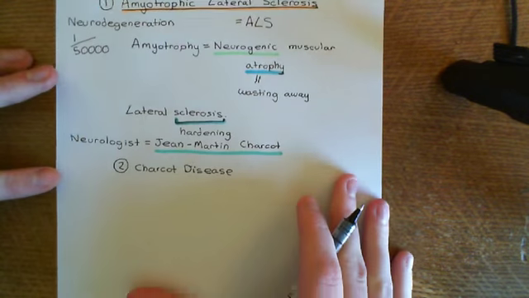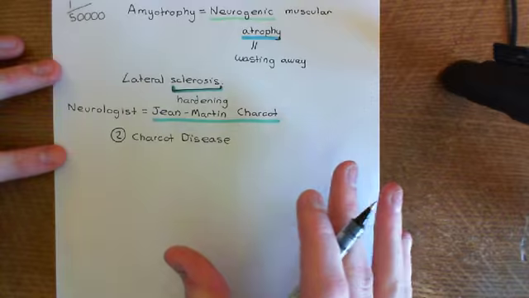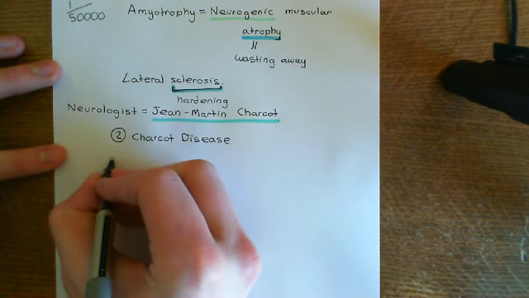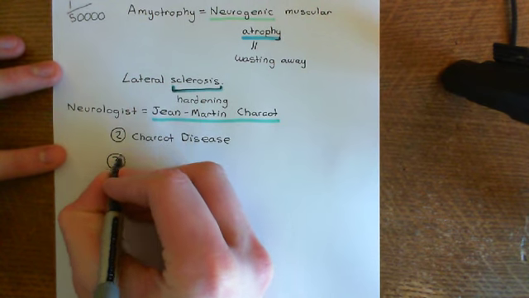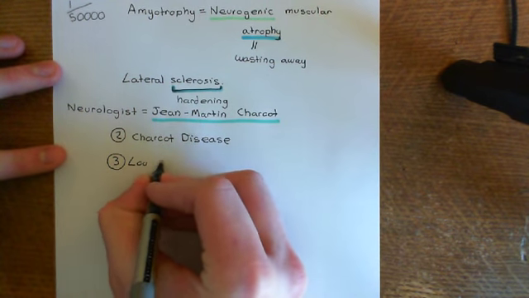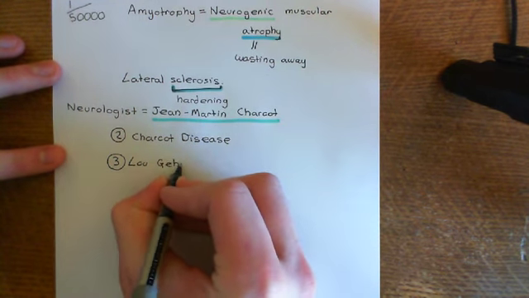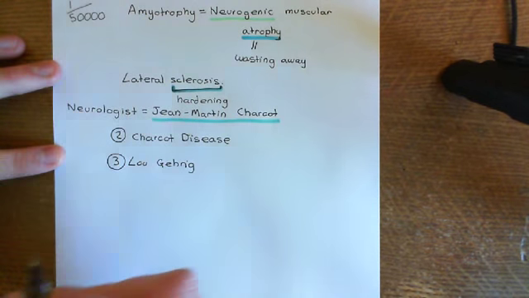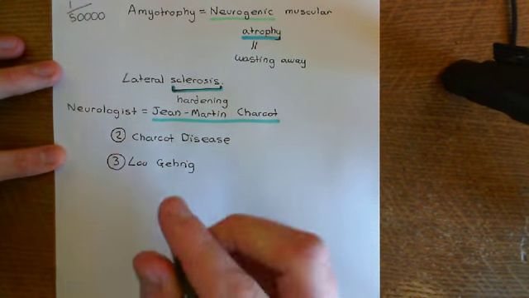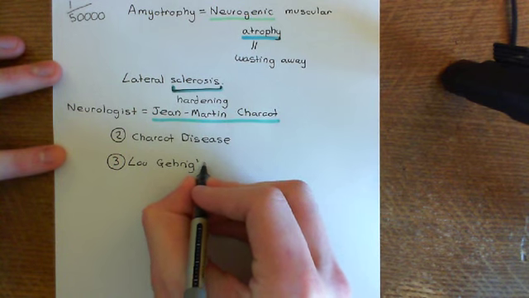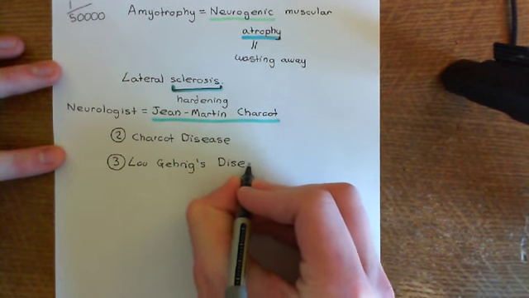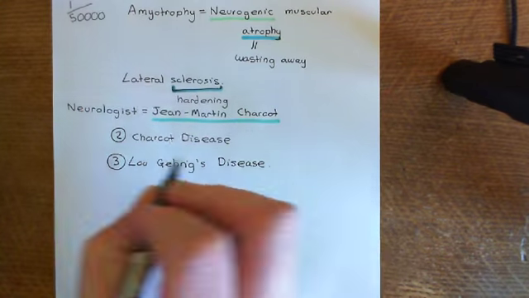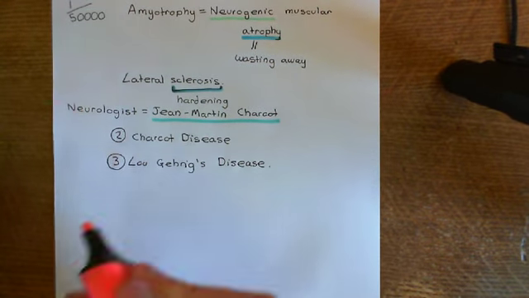Now, another name that's used for amyotrophic lateral sclerosis is Lou Gehrig's disease. Lou Gehrig was a famous baseball player who suffered from amyotrophic lateral sclerosis, and that's why it is also called Lou Gehrig's disease. So that's the third name that we're going to come across.